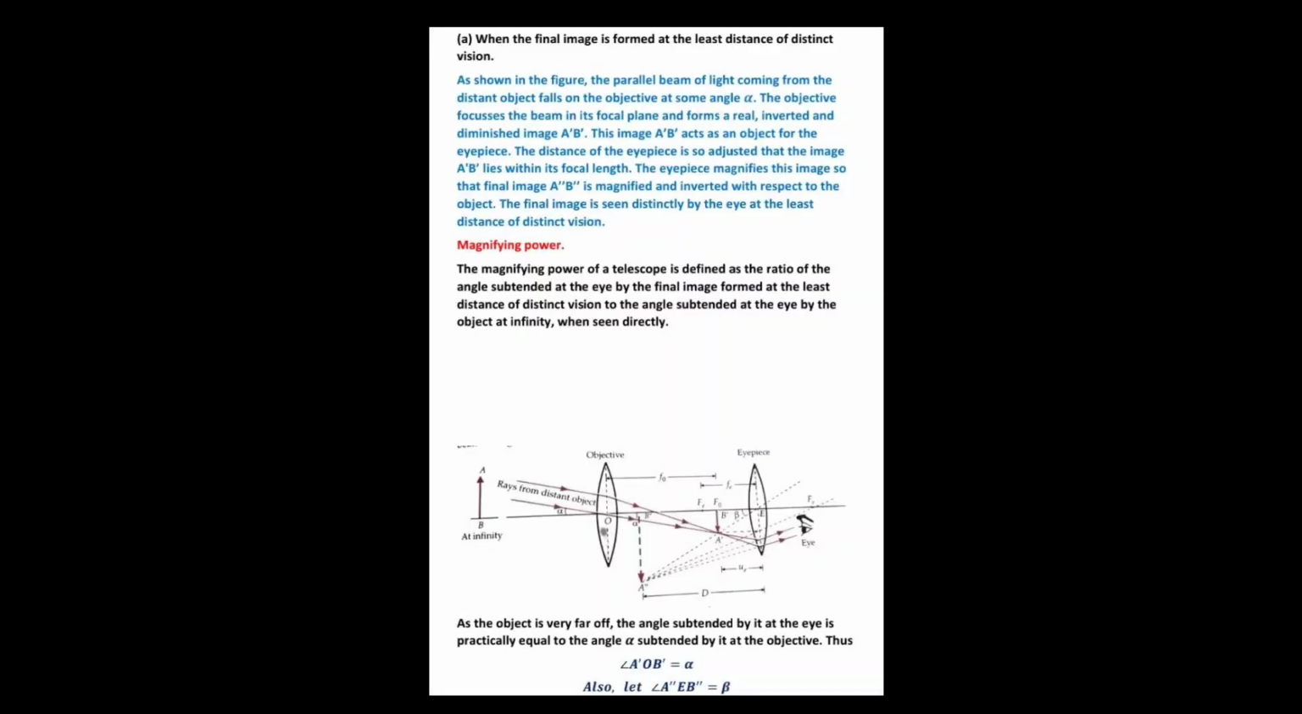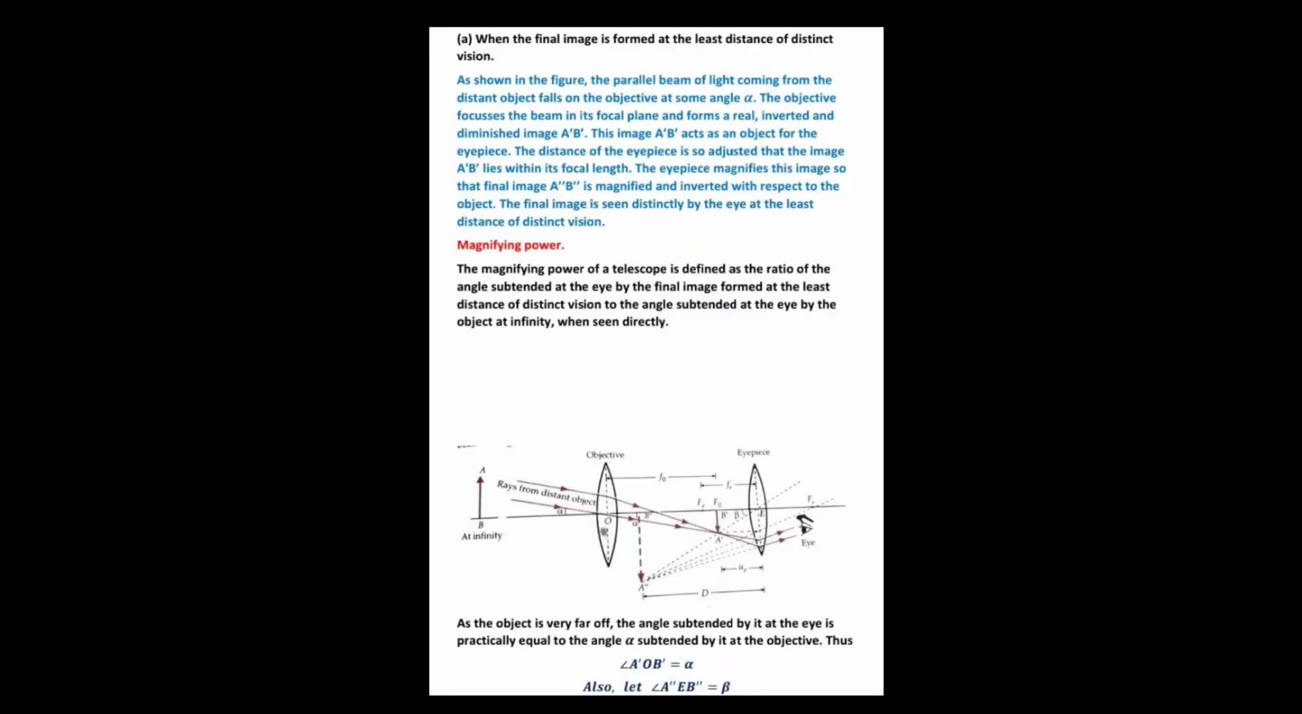Then the eyepiece magnifies this image so that the final image A double dash B double dash is magnified and inverted with respect to the object, and the final image is seen by the eye at the least distance of distinct vision. Now what about the magnifying power? Again, the magnifying power deals with the angle subtended by the eye at the final image or at the object.